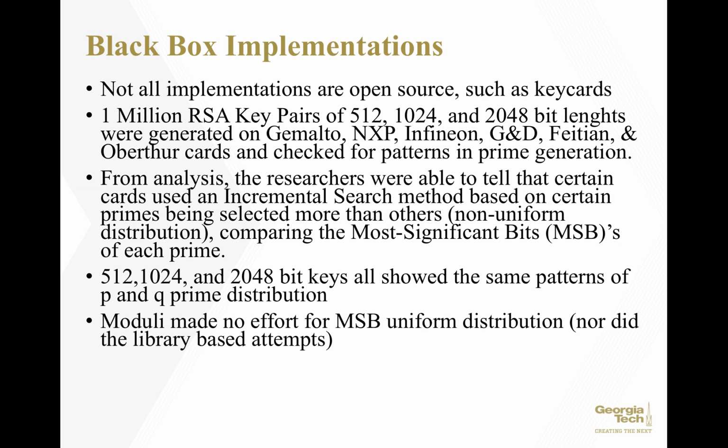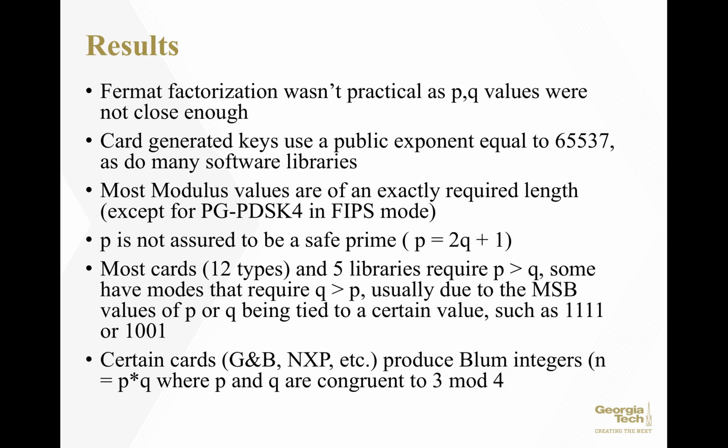Because the modulus is the product of P and Q, there was no effort for uniform distribution across them. When we look at the results of this study, the most important one is that Fermat factorization wasn't practical, as P and Q were not close enough together in any of the software libraries or RSA key cards.